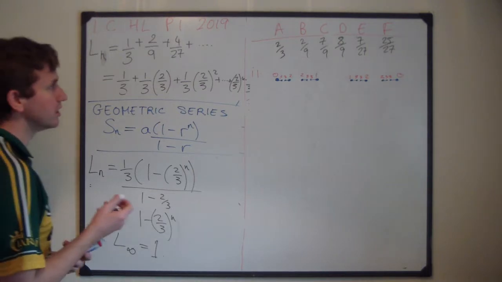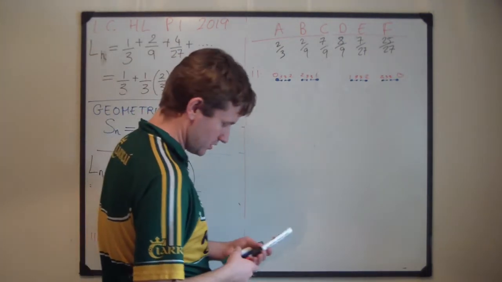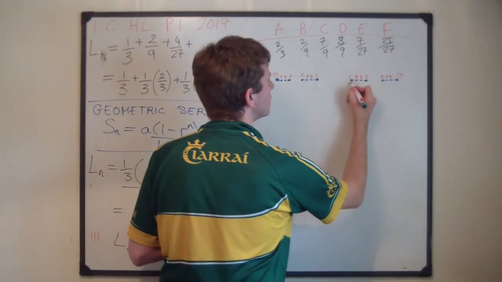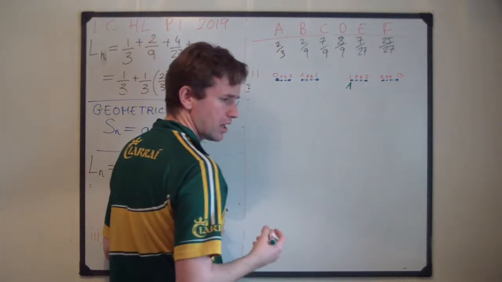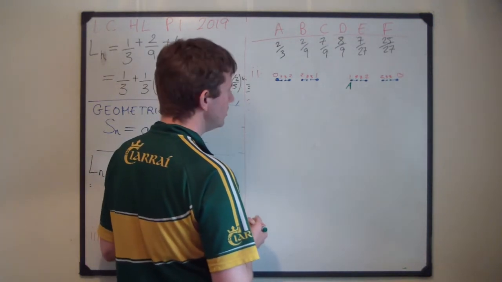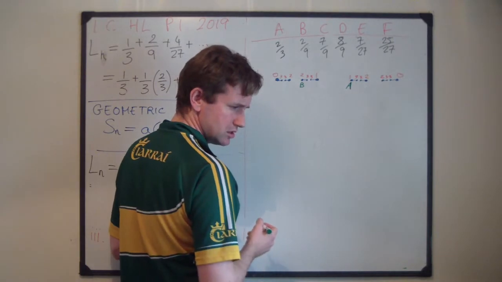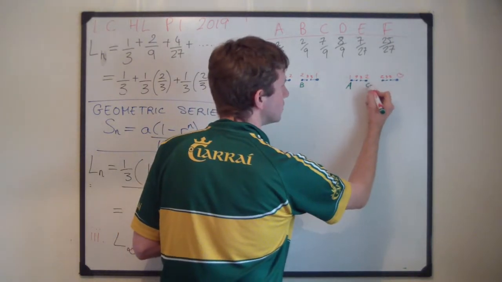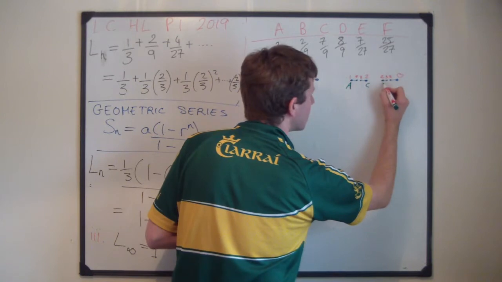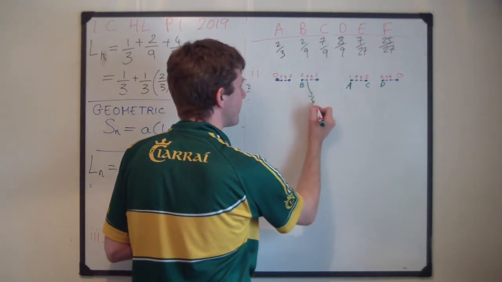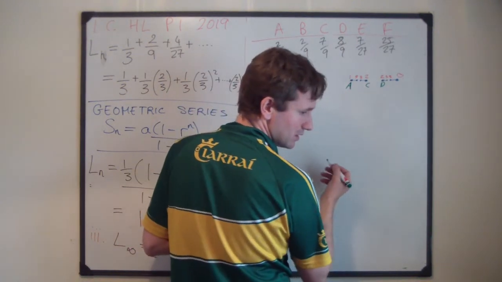Okay, now if I maybe just use some of this here. So A is here. May as well put them all in. B is here. C is over here. D is here. E is this one. And F is this one.